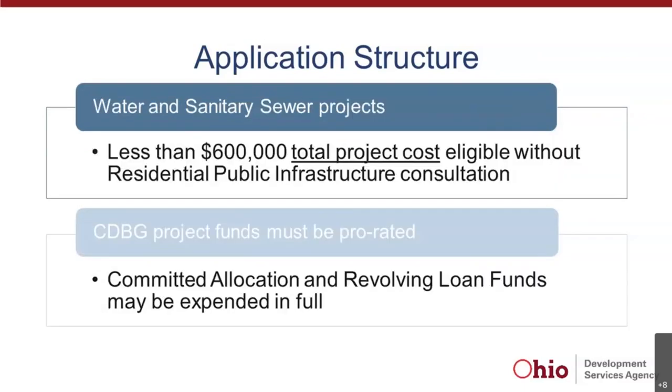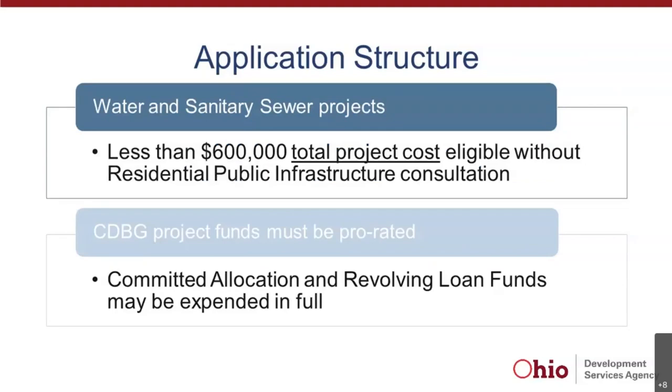Like the residential public infrastructure program, critical infrastructure can also fund water and sanitary sewer projects. Because we have a larger budget for the residential public infrastructure program, we ask that communities first try to qualify water and sewer projects under that program if the total project cost is greater than $600,000. Please consult with us prior to submitting a water or sewer project, and we will guide you as to the most appropriate funding source.